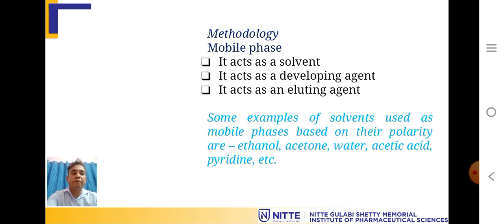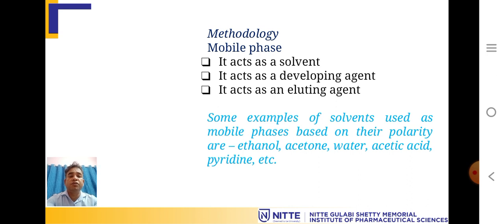Some of the well-used solvents are ethanol, acetone, water, acetic acid, and pyridine. Here they are arranged based on polarity. The polarity of the solvent is highest in pyridine, and then higher in water as compared to ethanol. So this is how the solvent is chosen.